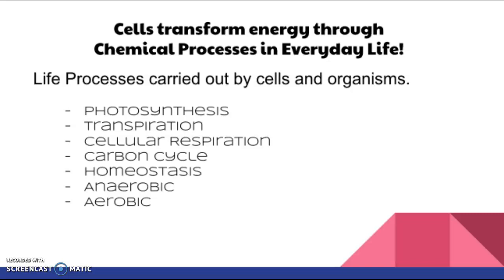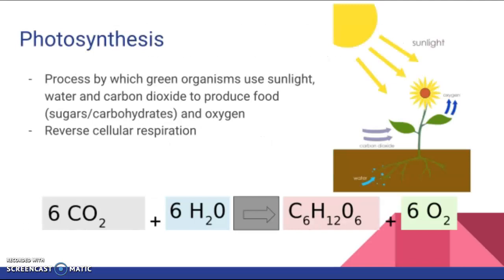So the life processes that are carried out by cells and organisms are as follows. You have photosynthesis, transpiration, cellular respiration, the carbon cycle, homeostasis, anaerobic, and aerobic processes. So the first one we're going to look at is photosynthesis.